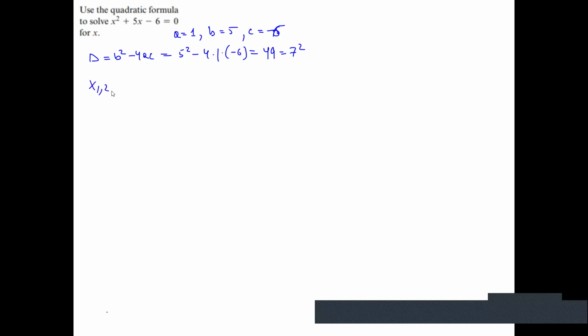So x1,2 is minus b plus minus square root from d over 2a. So x1 is minus 5 minus 7 over 2. So what is it? It's minus 6, right? X2 is minus 5 plus 7 over 2, which is 1. So probably you notice I always take minus d first. So it makes my first root smaller, right? Okay?